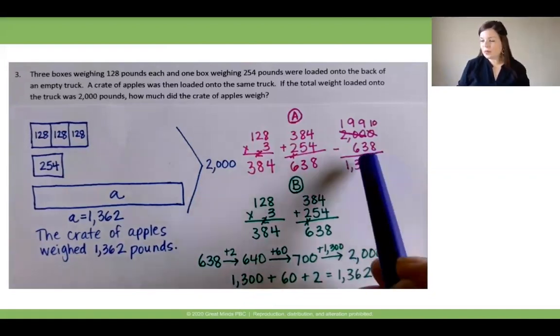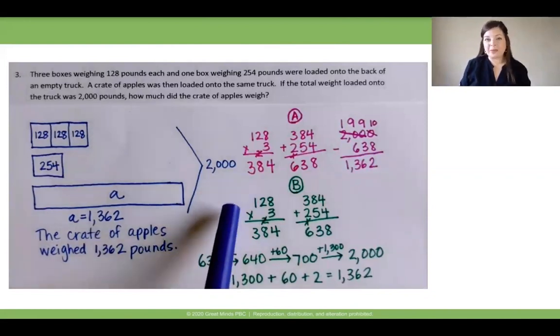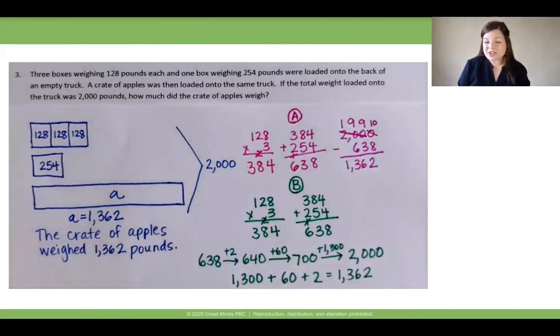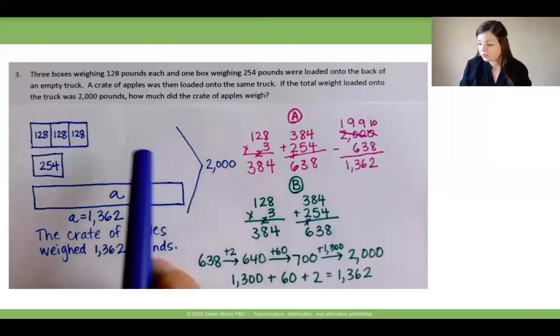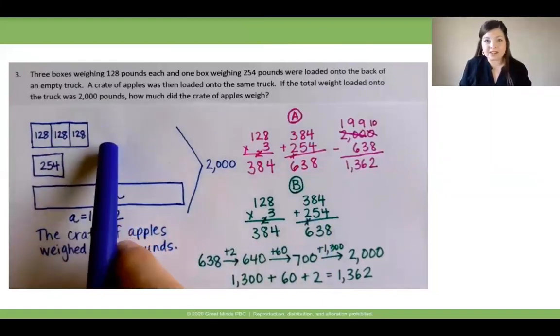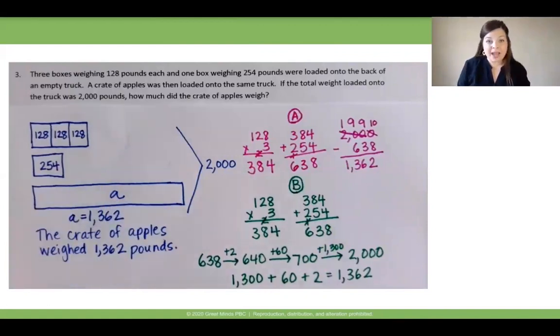On the screen are two different ways that you may have solved the problem, but of course these aren't the only correct ways you could have solved. Pause the video and analyze these two solution pathways and explain each strategy out loud. Both strategies started by finding how much all of the boxes weighed together. So finding the value of these tapes here. But then to find out how much the crate of apples weighed, they tried different things.